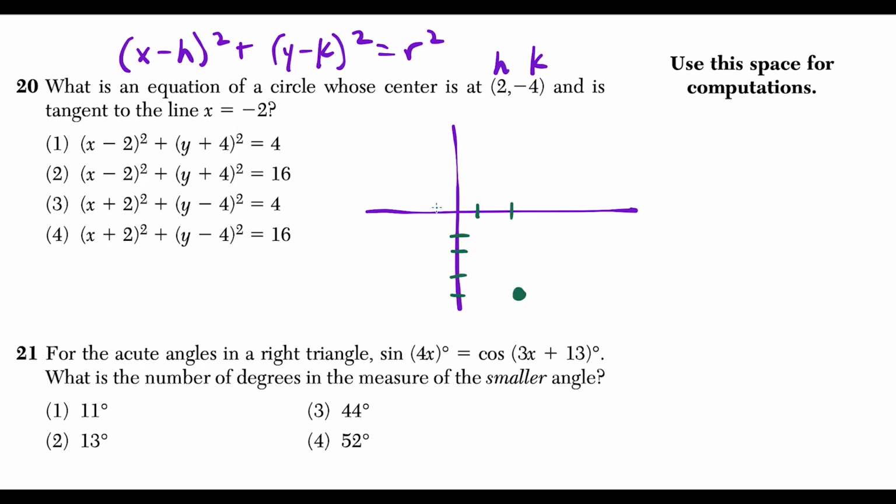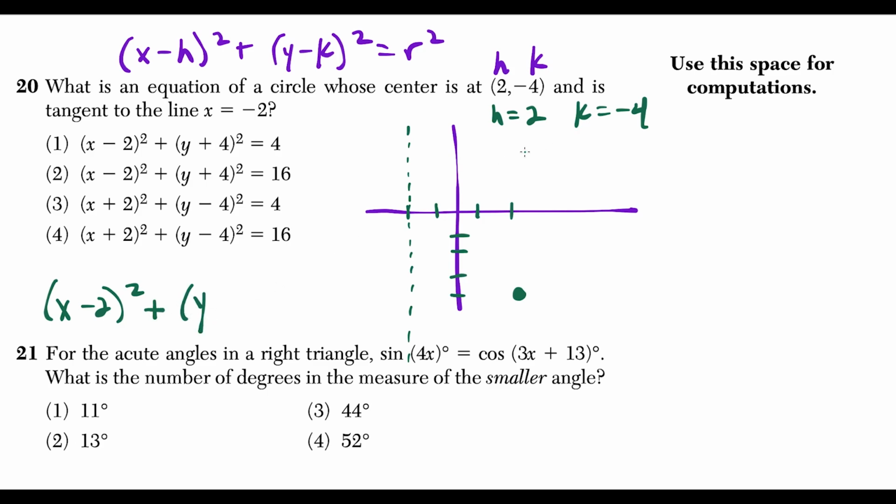And we have to be tangent to the line x = -2, which is this line over here. So now, when we write the equation here, to get us started, we're going to have (x - 2)², because we're doing x minus h. Here h equals 2 and k is equal to -4. So we have (x - 2)² plus we have (y - k).